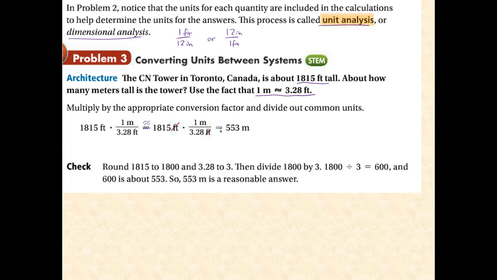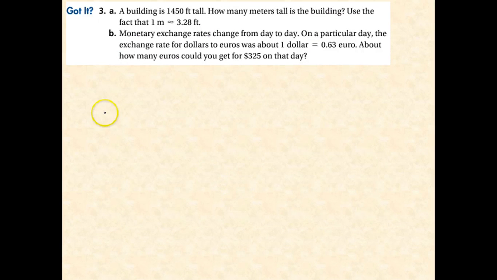So here's one way to check. Round. You remember like estimating that you used to do? 1815 to 1800, 328 to 3. Then you divide 1800 by 3, and that's about 600, which is pretty close. So that sounds like a pretty reasonable answer. All right, let's see if you got it. Pause it and see if you got it.